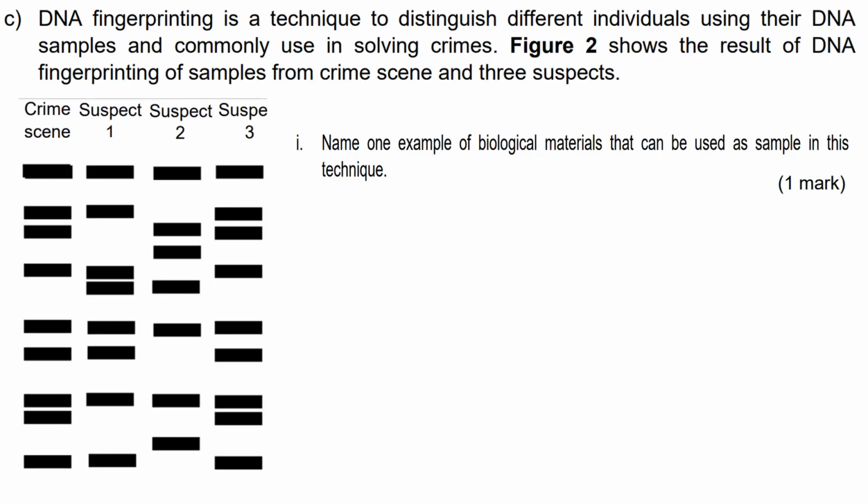DNA fingerprinting is a technique to distinguish different individuals using their DNA samples and is commonly used in solving crimes. Figure 2 shows the result of DNA fingerprinting of samples from a crime scene and 3 suspects. So this is the DNA obtained from the crime scene, and these are the DNA for the 3 suspects. Their DNA was analyzed and compared with the DNA obtained from the crime scene. Name one example of biological material that can be used as a sample in this technique.